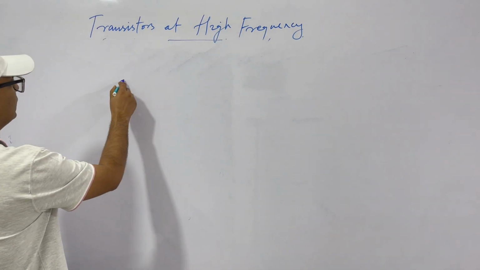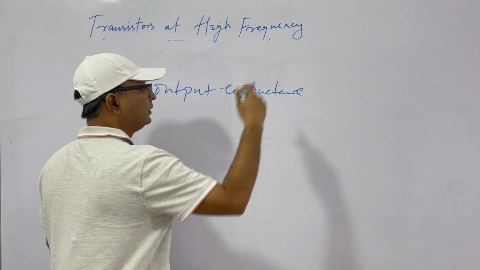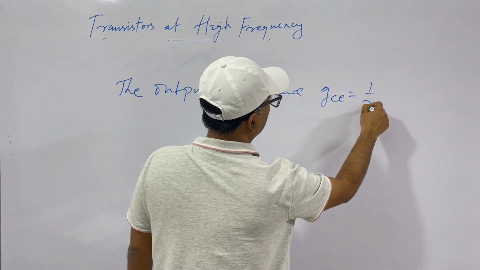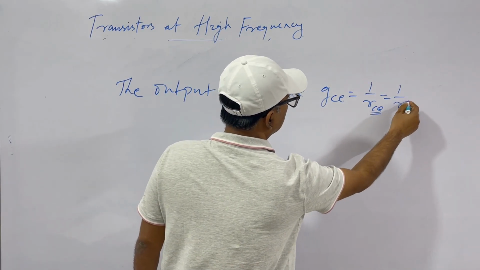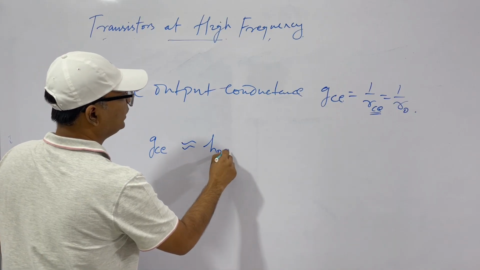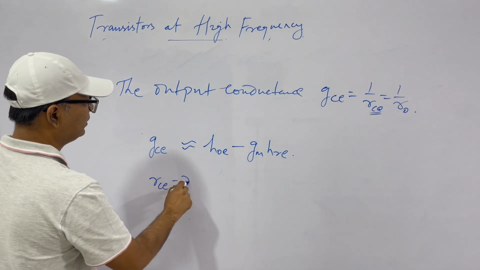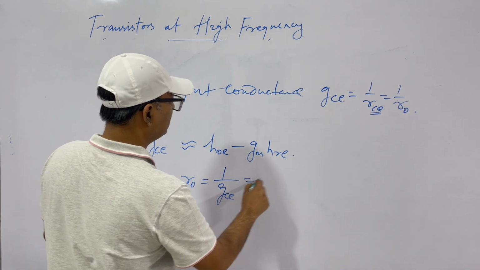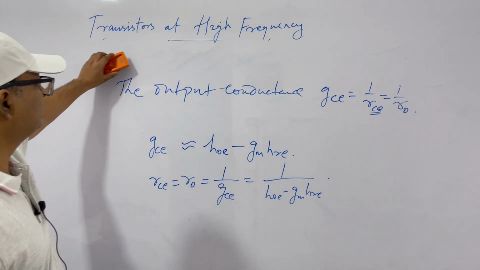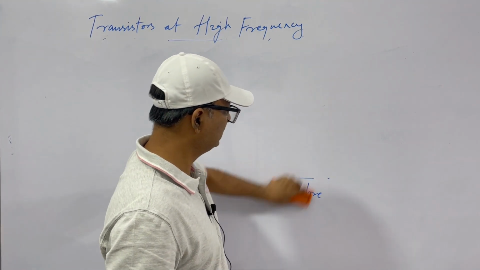Okay. Now the output conductance, that was in the output, it was GCE, that is 1 by RCE, or I told you this is also given as RO. Now GCE, this output conductance, is almost equal to HOE minus GM HRE. So from here you can find RCE or RO, that is 1 by GCE, that is 1 by HOE minus GM HRE. So these are the 5 types of resistance or conductance that we find in the hybrid pi model.